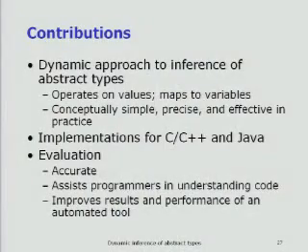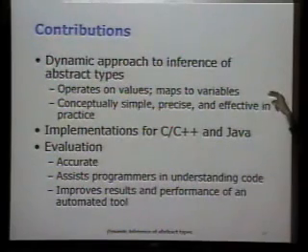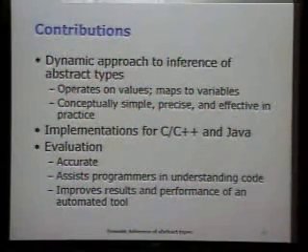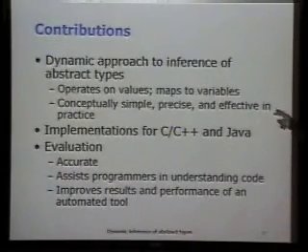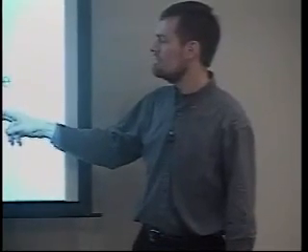So what can we take away from this? What I've suggested is a dynamic approach to figure out what the abstract types in your program are. So it first operates on values, and then when it's computed which values are related, it can translate that to variables. It's conceptually simple, it's precise, and it's effective in practice. We have implementations for both C and for Java. And our evaluation suggests that at least for the set of programs that we looked at, it's accurate, it produces results that are the same as what a programmer would want, that it assists programmers' understanding of code, and that if you feed this to another tool, it can improve both the performance and most especially the accuracy of that subsequent tool.